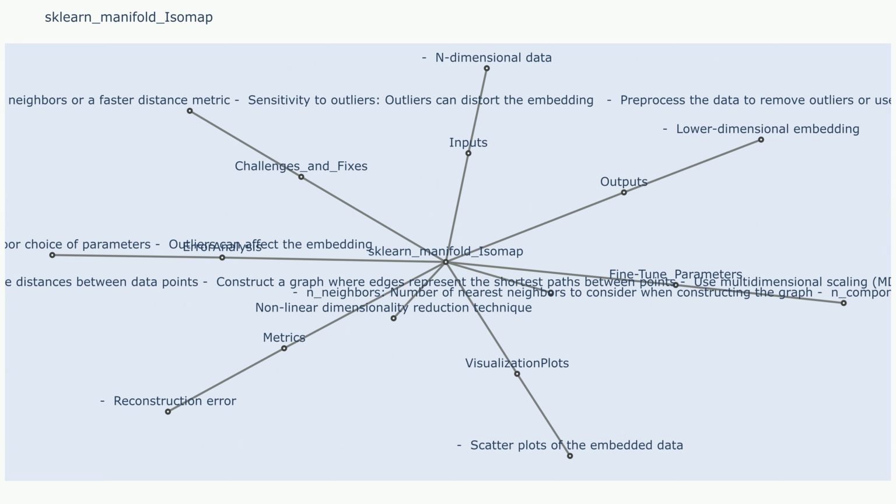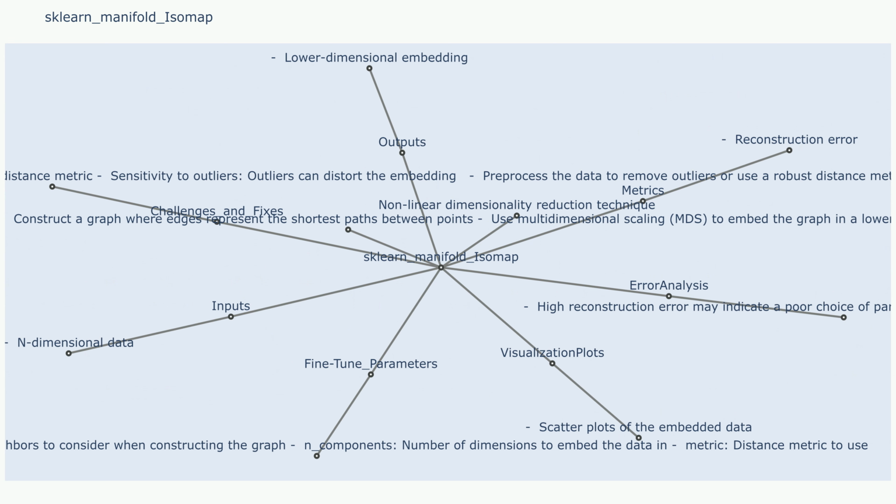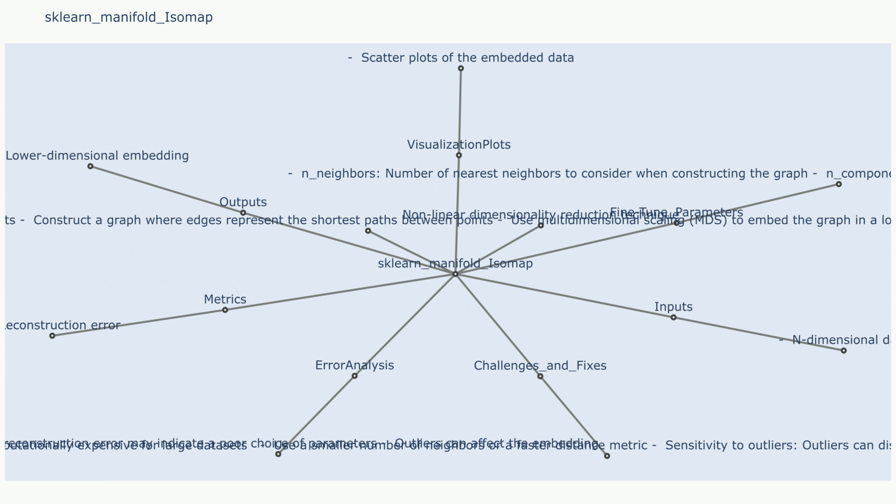Stress: a similar metric to reconstruction error, also known as Kruskal stress, which measures the discrepancy between the distances in the high-dimensional space and the distances in the low-dimensional embedding. Visualization plots: scatter plot. The low-dimensional embedding can be visualized using a scatter plot, where each point represents a data point and its position corresponds to its coordinates in the embedding. This plot helps to identify clusters and nonlinear structures in the data.